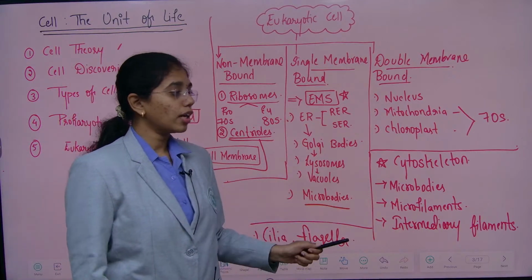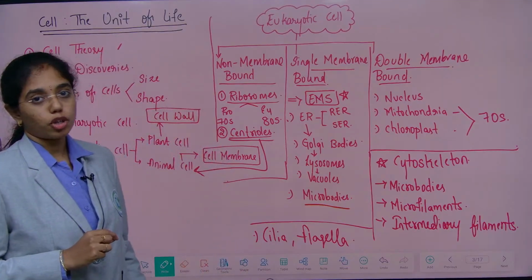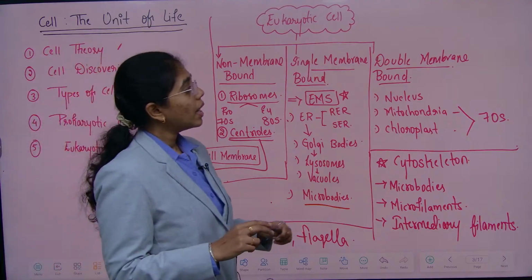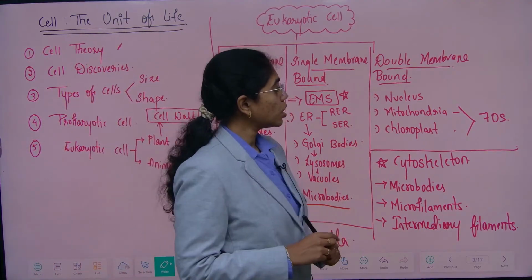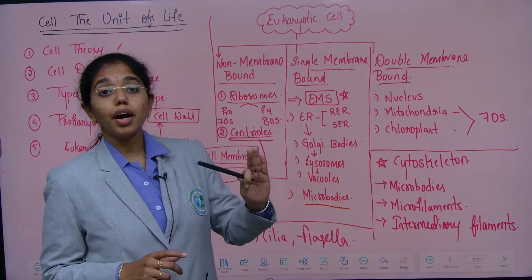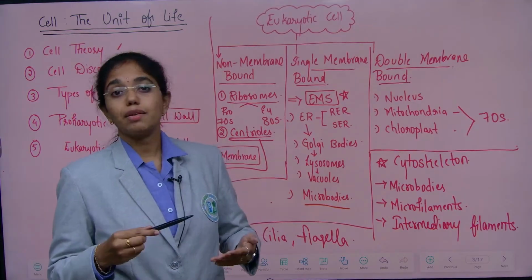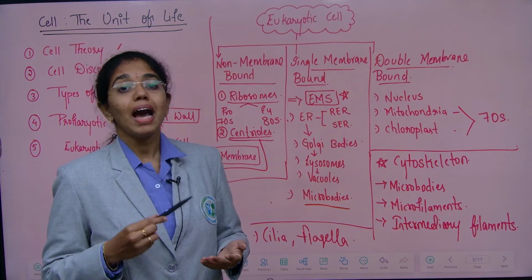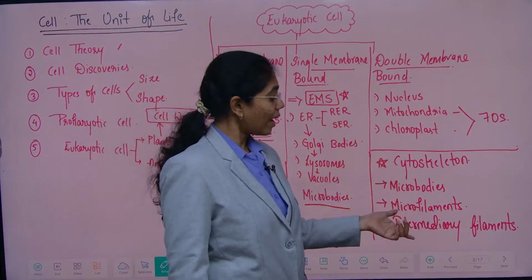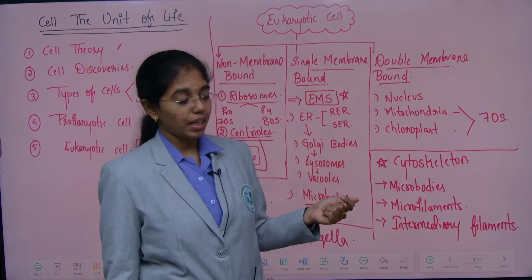Lastly, microbodies, which are small membranous vesicles present in the cytoplasm. These also come under single membrane bound organelles. Next, double membrane bound organelles include nucleus, mitochondria and chloroplast. Followed by this, you learn about the cytoskeleton, which is a proteinaceous filamentous network, which helps both in intracellular movement and intercellular transport as well. Cytoskeleton has microtubules, microfilaments and intermediate filaments.